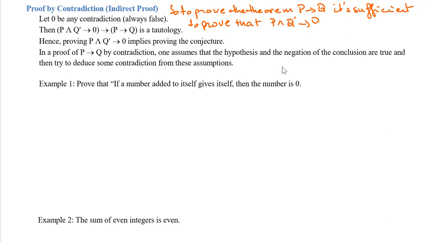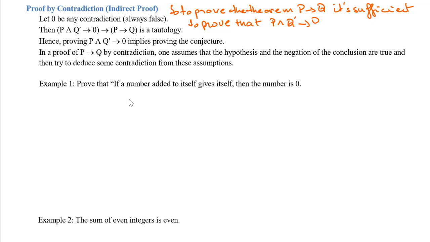So what we need to do in this proof by contradiction is assume that both the hypothesis and the negation of the conclusion are true, and then from that assumption try to get to some contradiction, something that doesn't make any sense. Once you get to a contradiction, you're done, your proof is done. So let's see an example here.